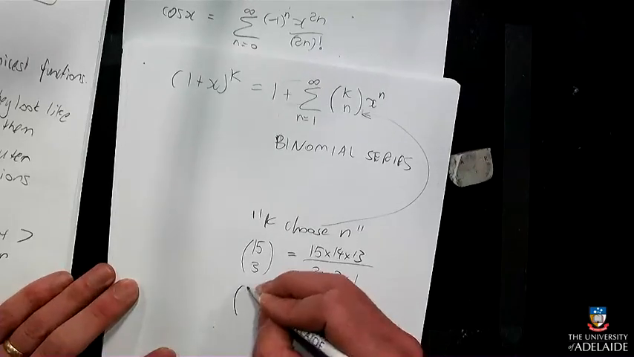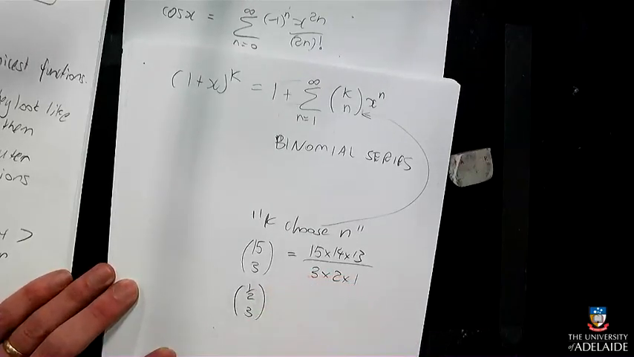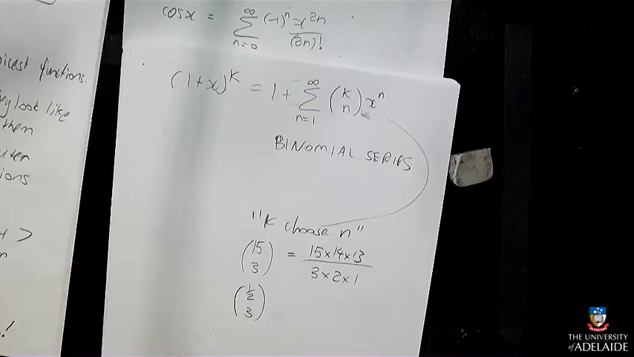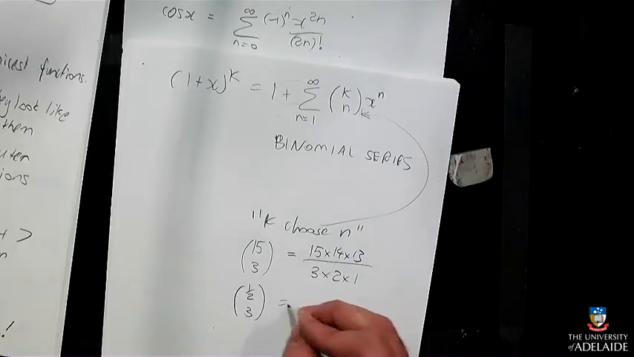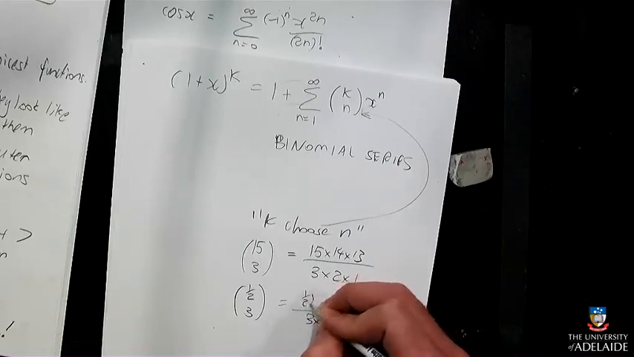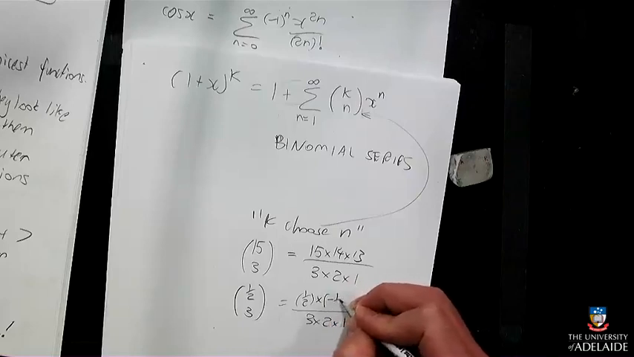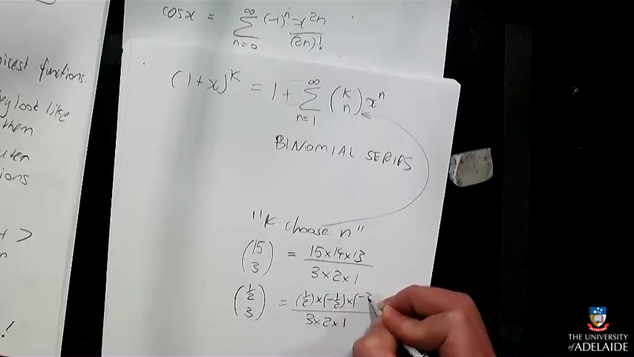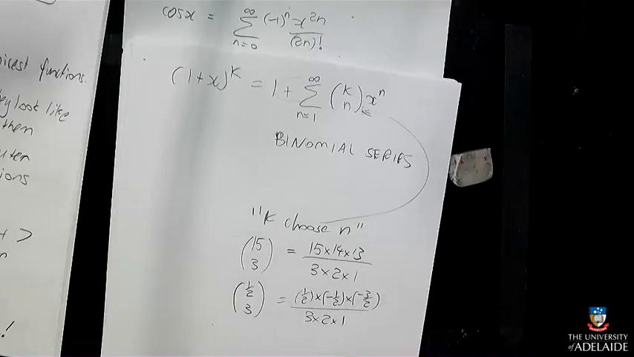And if you had a half choose 3, which doesn't make any sense, right, in a story, there's no stories where you have half a thing and you can choose 3 of them. But mathematically, I can do the same formula. I can go 3 times 2 times 1 on the bottom and have a half on the top, and then go down by 1 to minus a half, and then go down by 1 to minus 3 on 2. And that's the answer. Pretty silly, but it works.